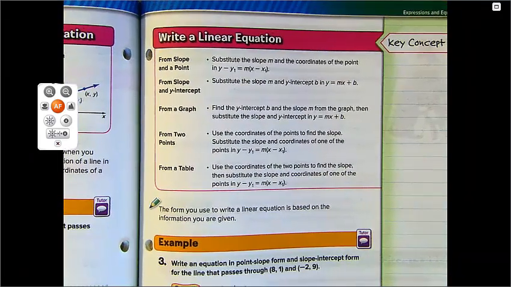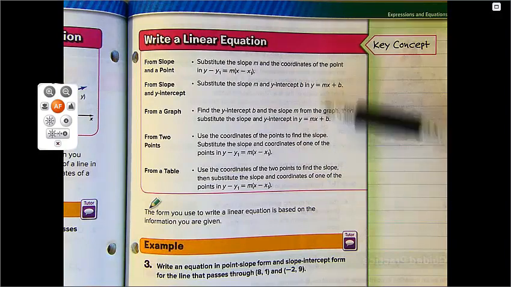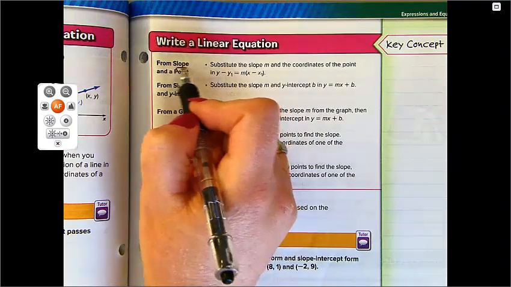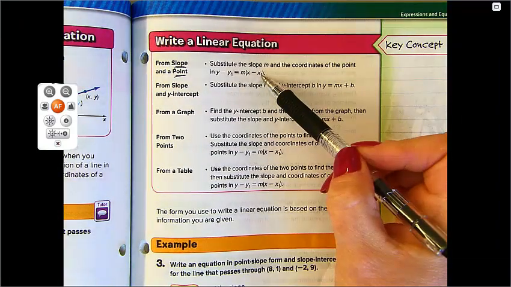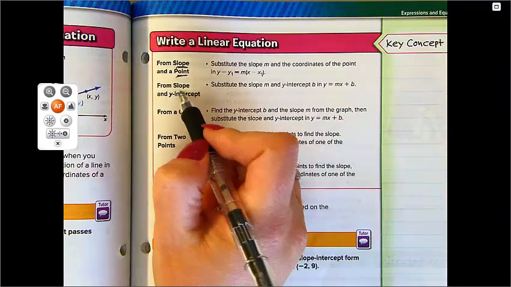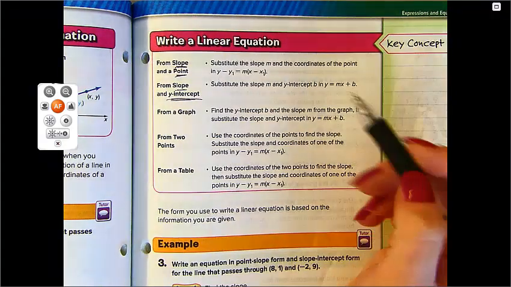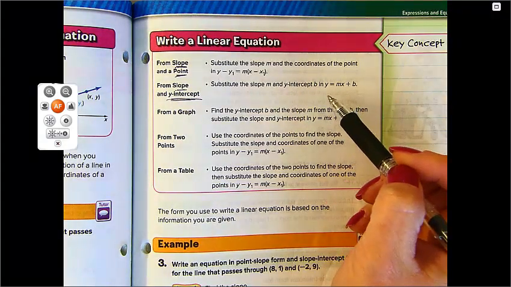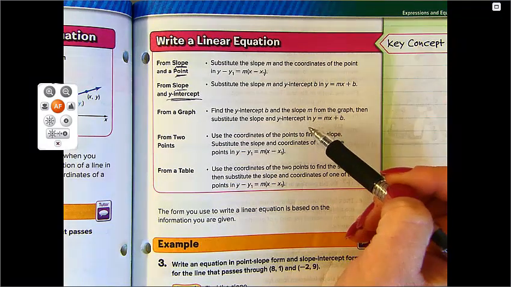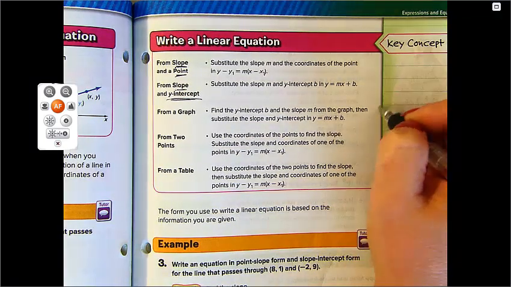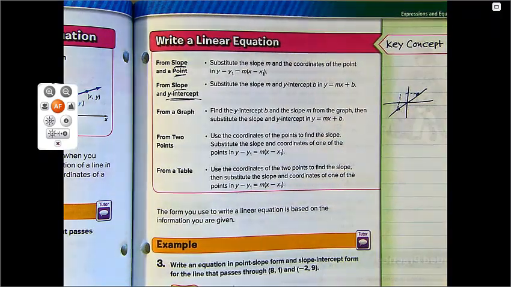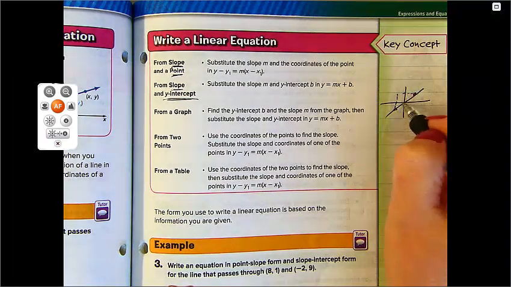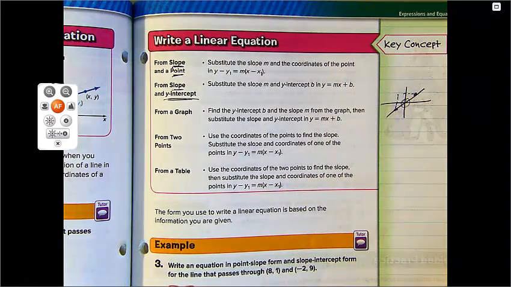So here is kind of a little cheat sheet for you. When I'm given a slope and I'm given a point, I'm going to use point slope. Makes sense. When I'm given a slope and I'm given the y-intercept, I'm going to use the slope-intercept form. If I'm doing it from a graph, you find the slope. Remember, on a graph, you have 2 points. And you're going to count how far up and how far over you go to find the slope. And the y-intercept is where it crosses the y-axis.